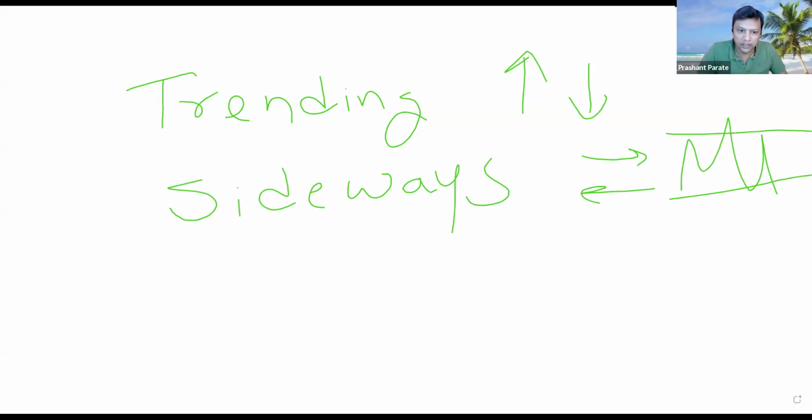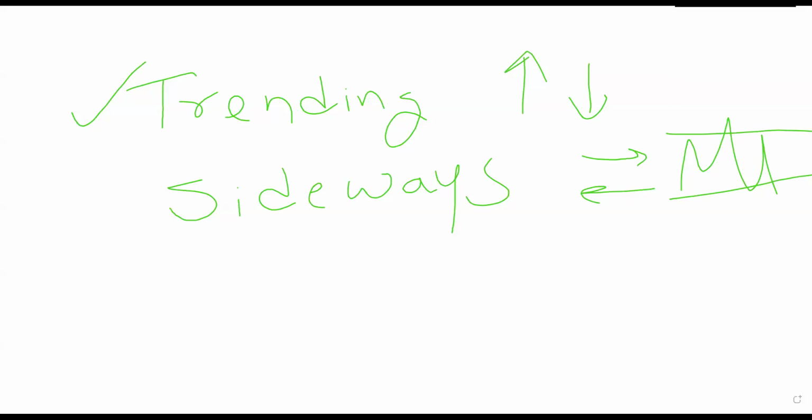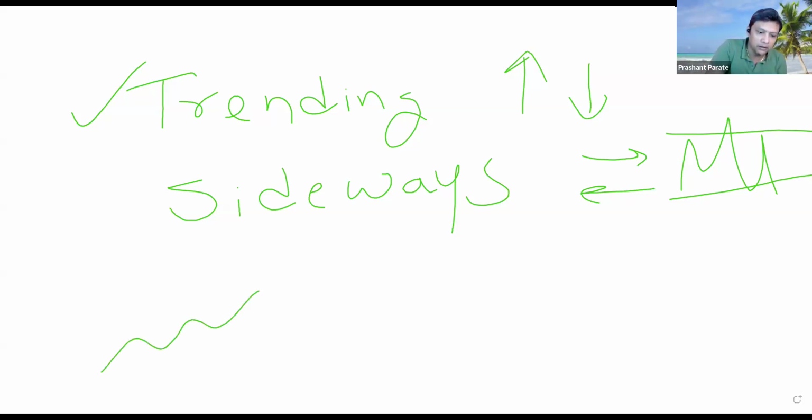Which markets are better for trading? Trending market or sideways market? Depends. Trending market can be better for trading. Okay. So which type of method is more useful in trending market? Ride along with the trend. So if it is uptrend, catch the trend and ride this trend.